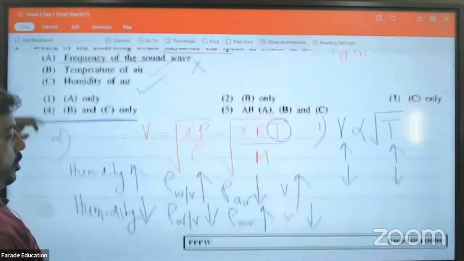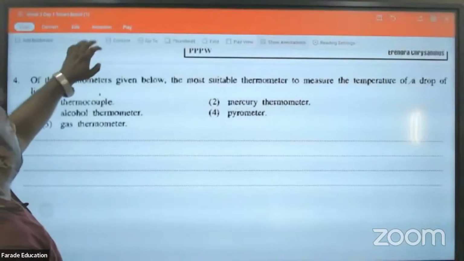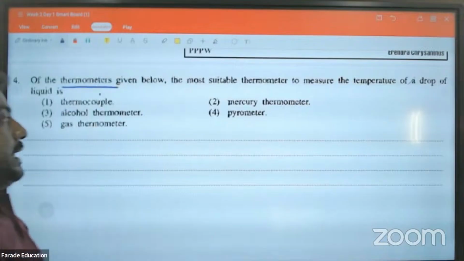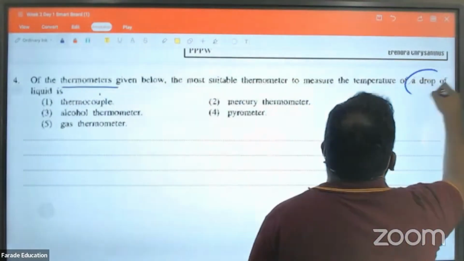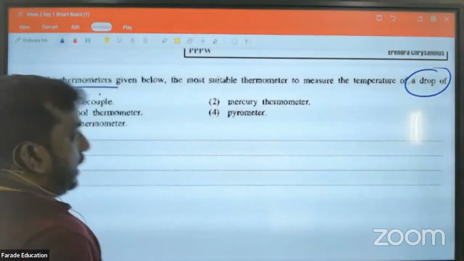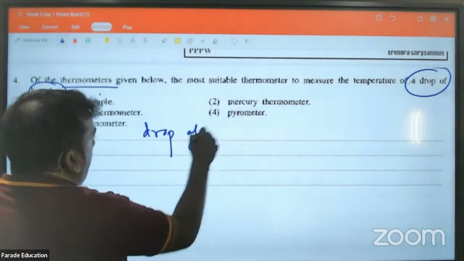Right, let's move on. Have a look. Of the thermometers given below, which is the most suitable thermometer to measure the temperature of a drop of liquid? Drop of liquid means what?